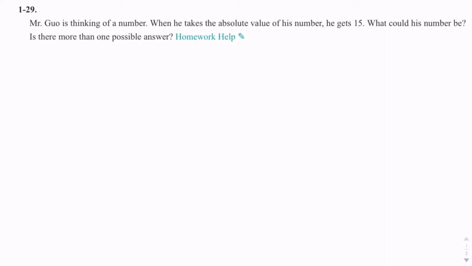Okay, for 29, Mr. Guo is thinking of a number. When he takes the absolute value of his number, he gets 15. What could his number be? So in reality, in algebra, they're just saying, when he takes the absolute value of this unknown number, which in algebra we'll call x, he gets 15. So what they're really saying is the absolute value of some unknown number equals 15, right?